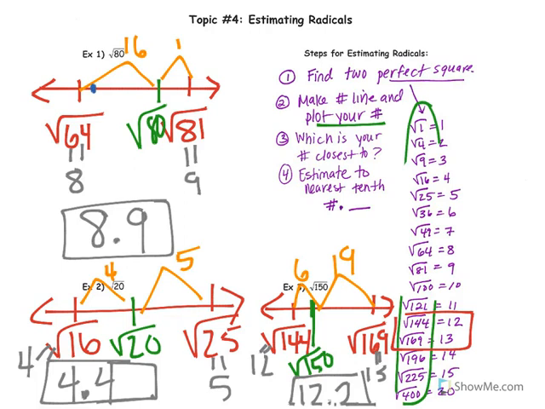So take a second and you are ready to try homework number 2.2, which will talk about estimating radicals, and then I think you'll have a little bit more midpoint practice on that one too. All right, so good luck, and I hope you have a great night.